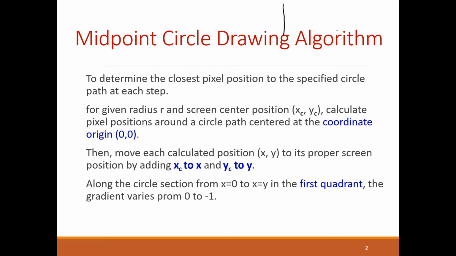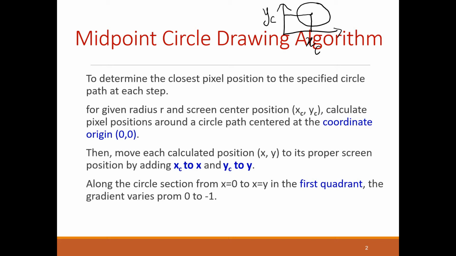Suppose we have an x and y axis here. We may have a circle here. Okay, so if we have a circle here, this particular center will have, on the x-axis it will be xc, on the y-axis will be yc. Alright, so for given radius r and screen center position xc, yc, calculate pixel position around a circle path centered at the coordinate origin 0, 0.